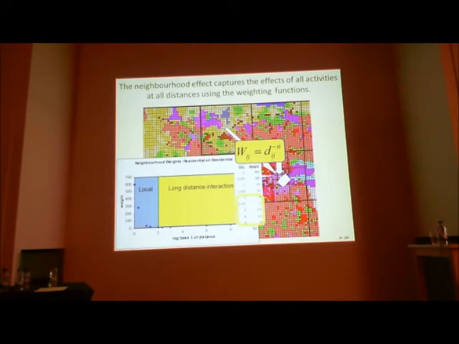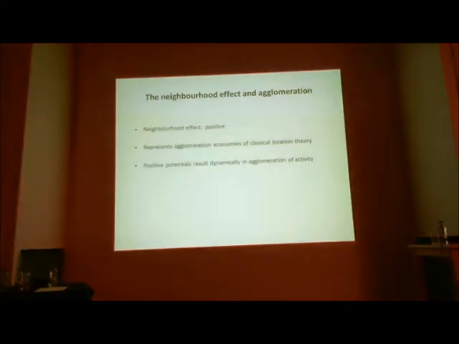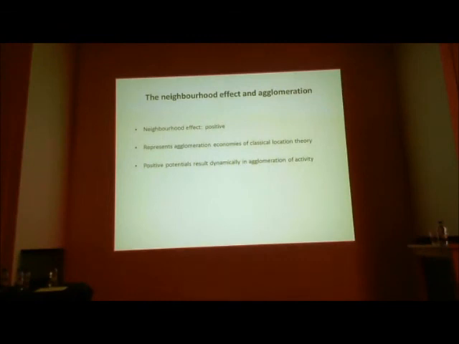So now I'm going to take things a little bit further. The neighborhood effect tends to be positive, mostly things like to be near each other. There are a few exceptions, but overall they like to be near each other. So the neighborhood effect tends to be positive. And once you've got this large-scale interaction affecting the weights, that represents what in traditional models would be agglomeration economies. And these positive effects in the neighborhood effect, because we're dealing with dynamics now, this feedback from one iteration to the next, result in the long run in actual agglomeration activity. You get clusters appearing, and clusters growing larger.